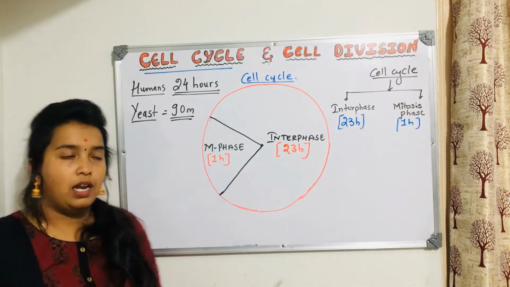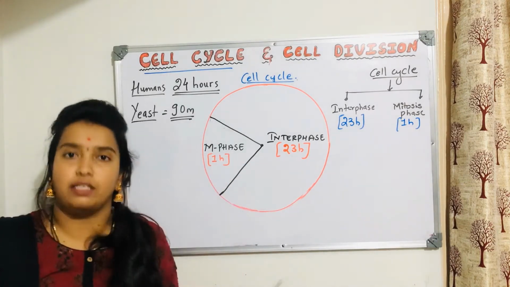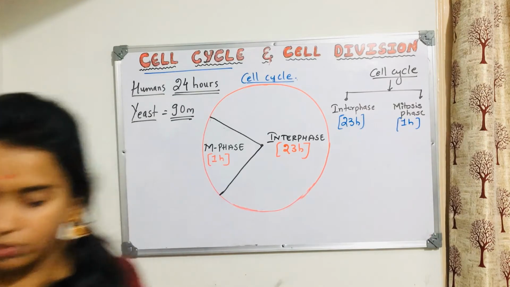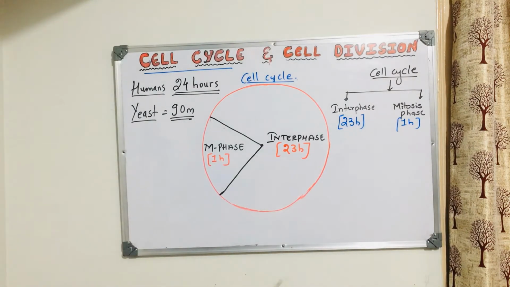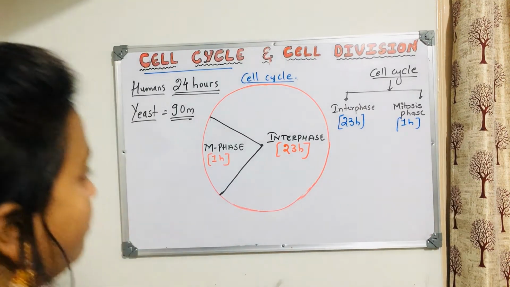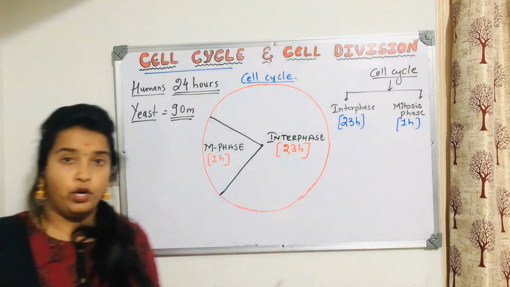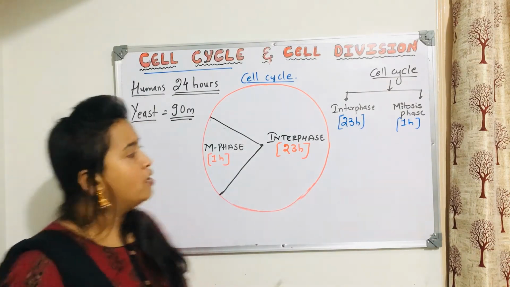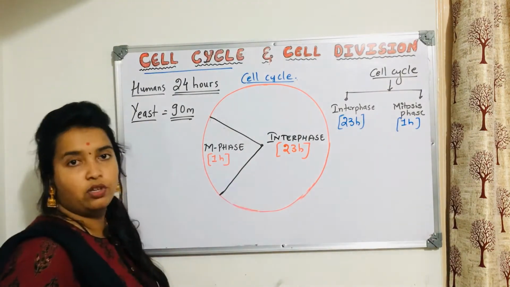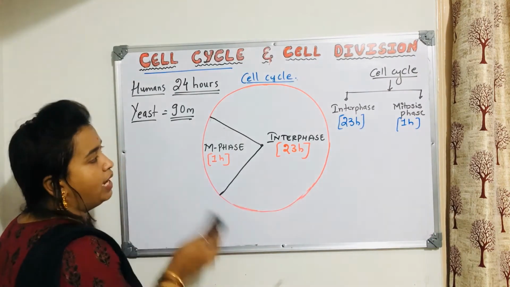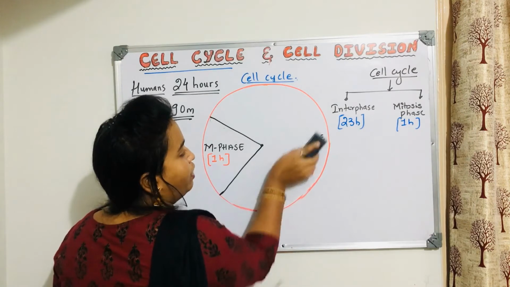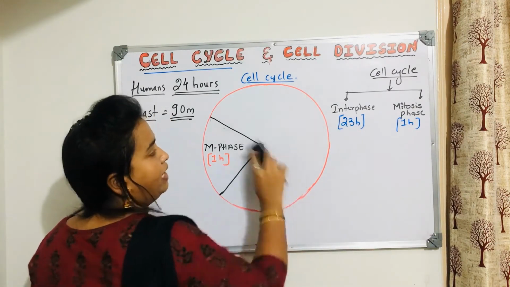Next what we will see: now again these two things are divided into different phases. First we'll note down this much. Okay, next, as I told you, there are divisions here also, there are different phases. So first let us try to understand the phases of interphase, and then we will come to M phase. Okay, now I'm talking about interphase.